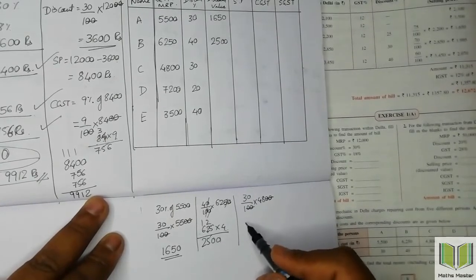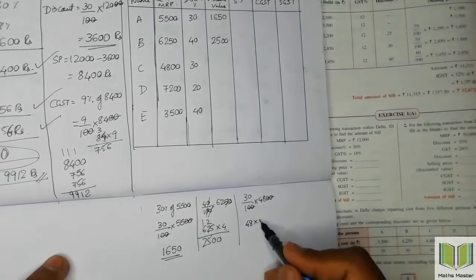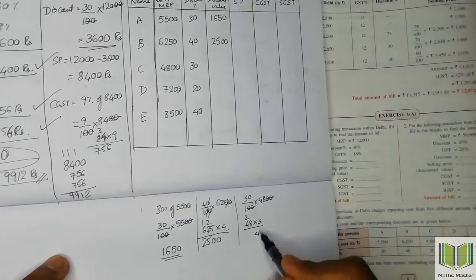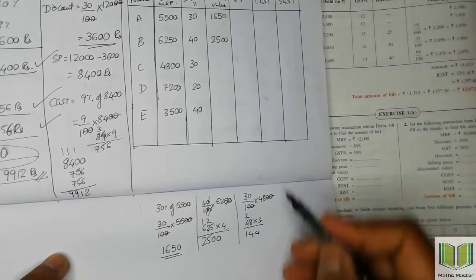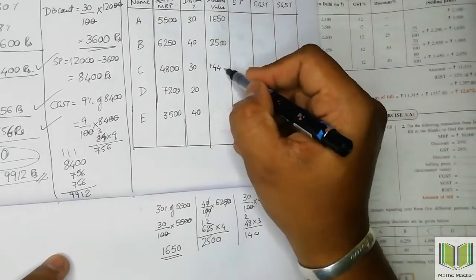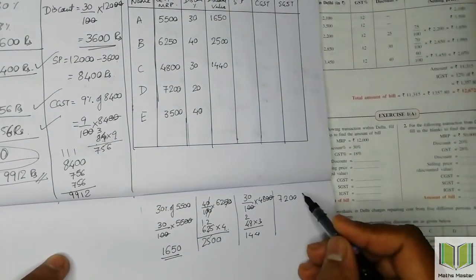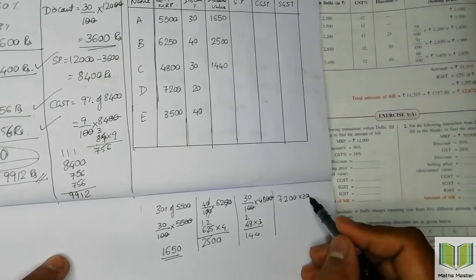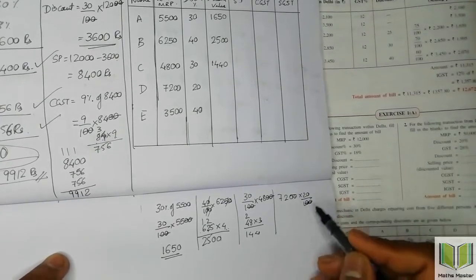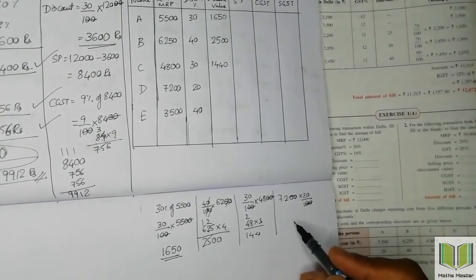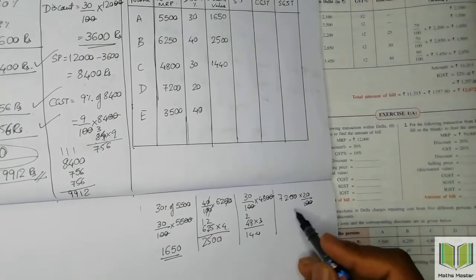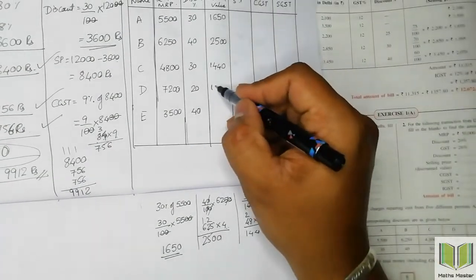Yeah, 48 times 3. 3 times 8 is 24. 3 times 4 is 12, plus 2 is 14. So 1440 for 7200, into 20 by 100. The zeros get cancelled. 72 times 2 will be equal to 144. So 1440 again.